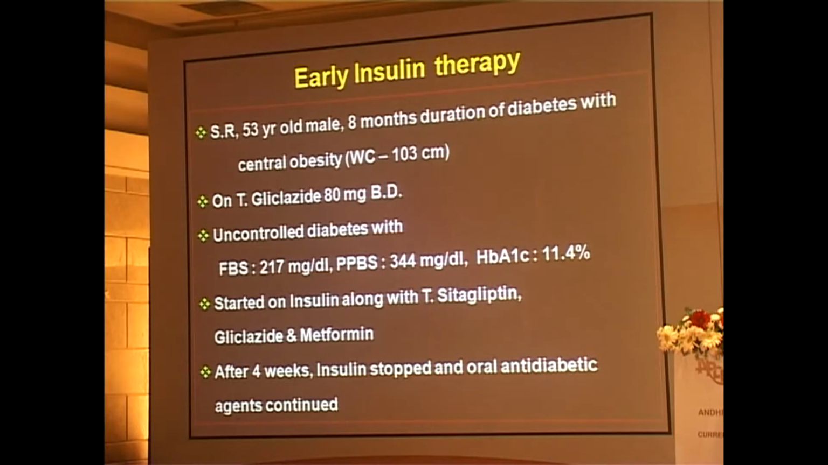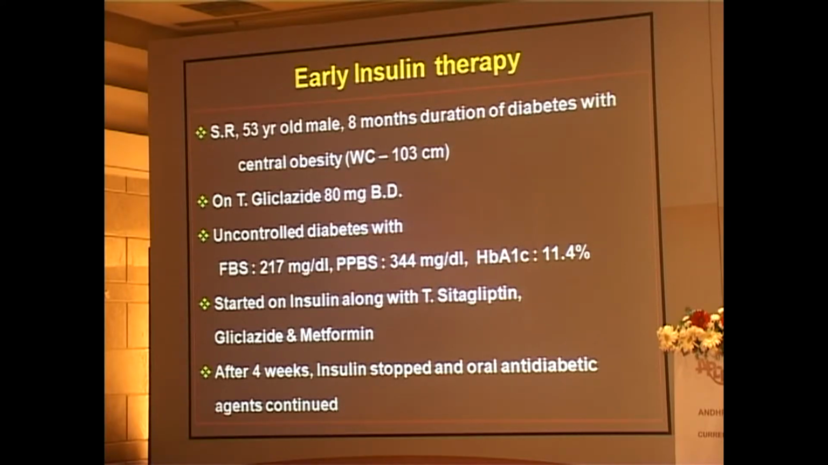I'll just show you a couple of cases. Therefore, we have now started a new paradigm: if patients have uncontrolled diabetes at the time of onset of type 2 diabetes, we use insulin. Okay, and I'll show you just a couple of cases. This is a 53-year-old male, 8 months duration of diabetes, central obesity, treated with 1 drug when he came to me, glycoside 80 milligrams twice a day. Blood sugars 217, 344, A1C 11.4.